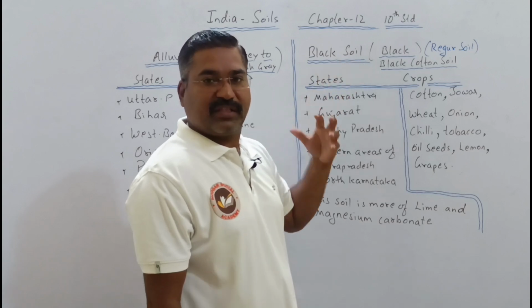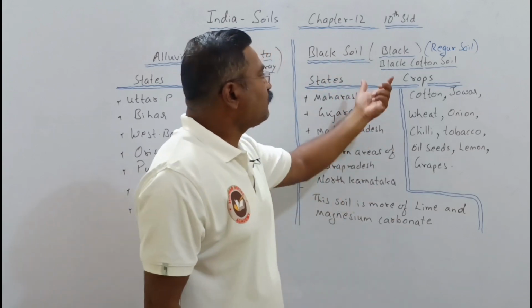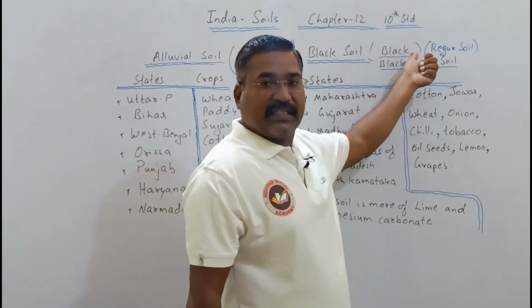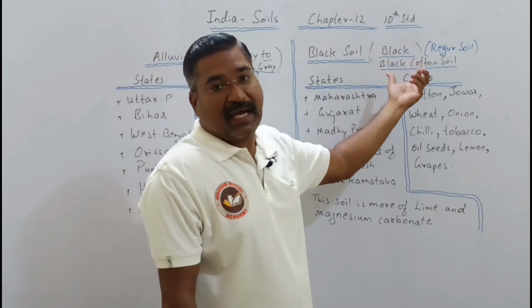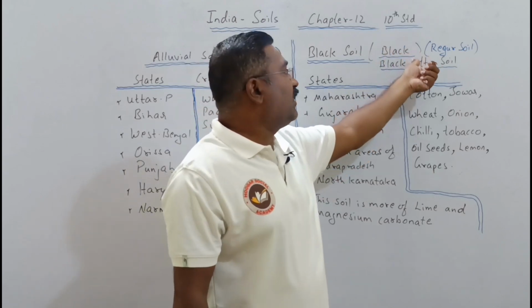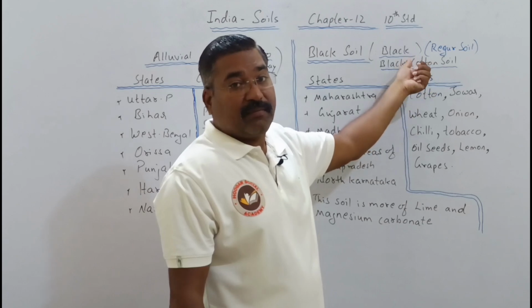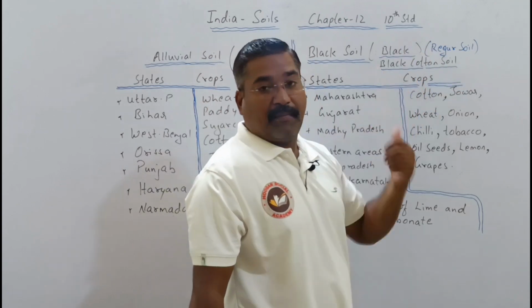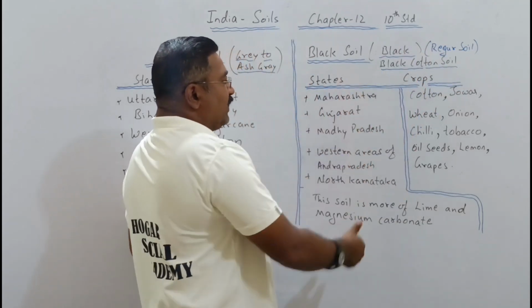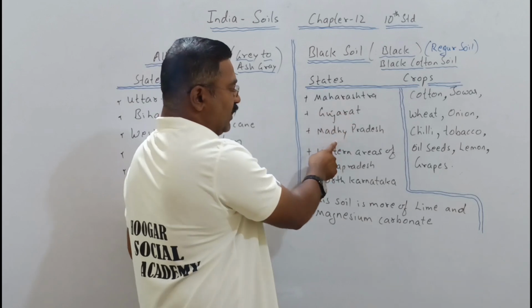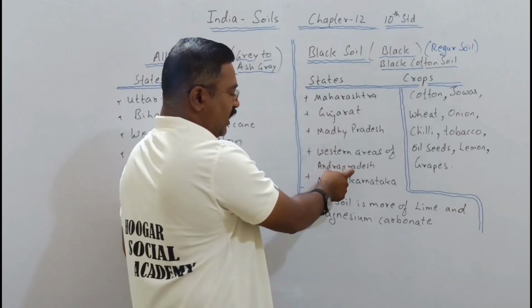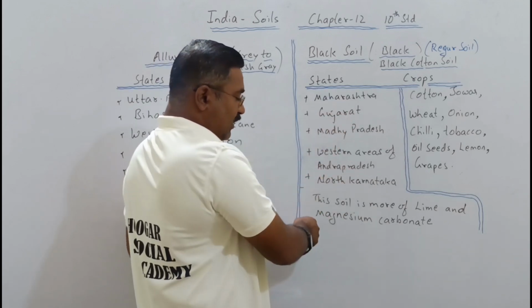So it has been formed from igneous rocks. Because it looks black, it is called black soil, a regular soil. Because cotton grows well in black soil, it is also called black cotton soil. Where do we get this? In Maharashtra, Gujarat, Madhya Pradesh, western areas of Andhra Pradesh, northern Karnataka.